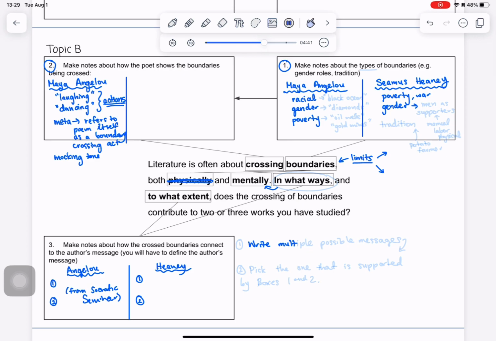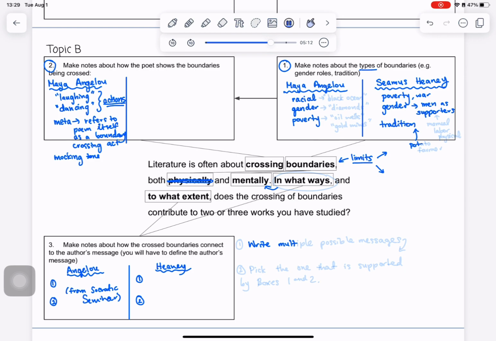Maybe men were seen as caretakers or supporters. They do the manual labor. I'm not sure I see anything racial in this poem. I'm not sure he introduces anything. I think I see a lot of this. Maybe tradition, the limitations of tradition. These are the things we discussed in class. So now I'm saying the types of boundaries, right? If you want to get deep down into it, then you can say exactly what.